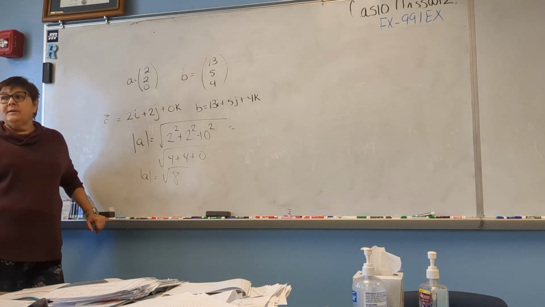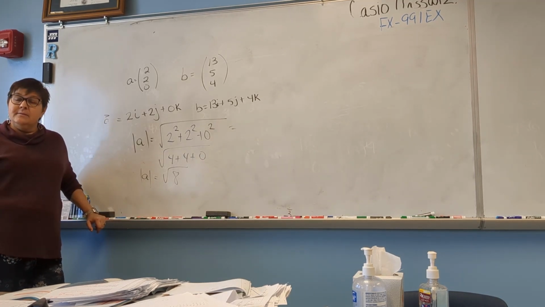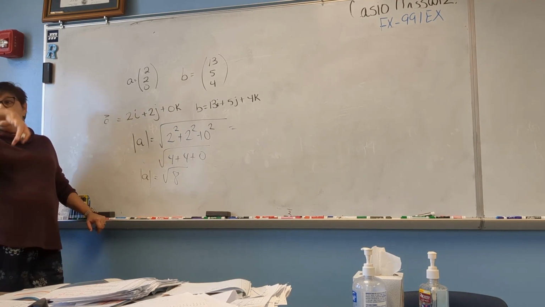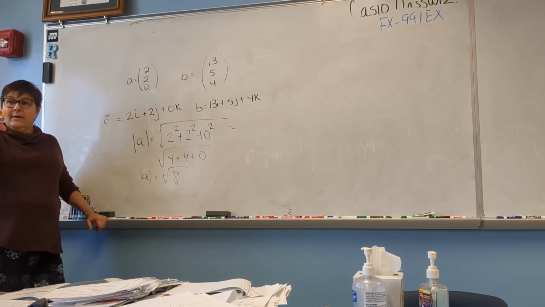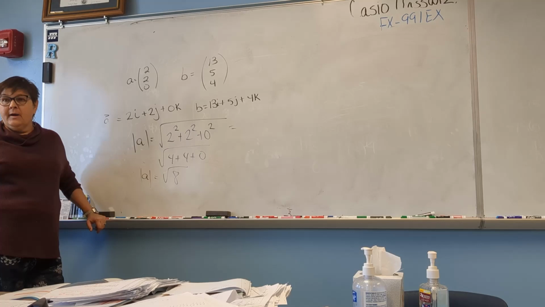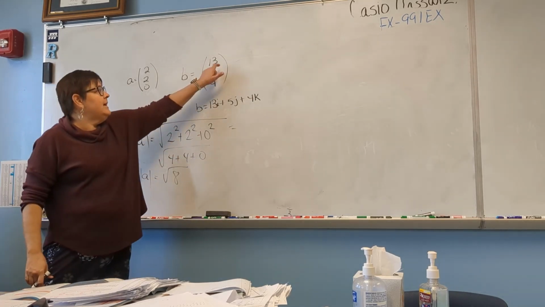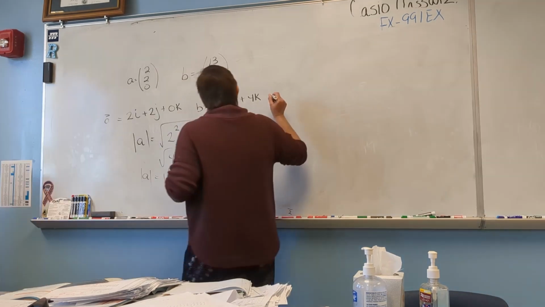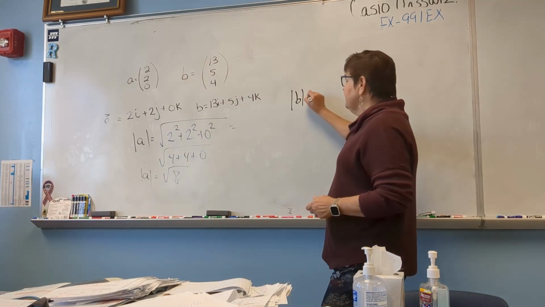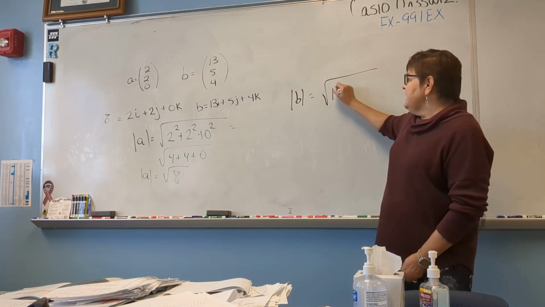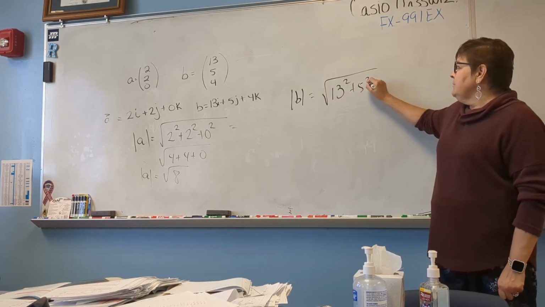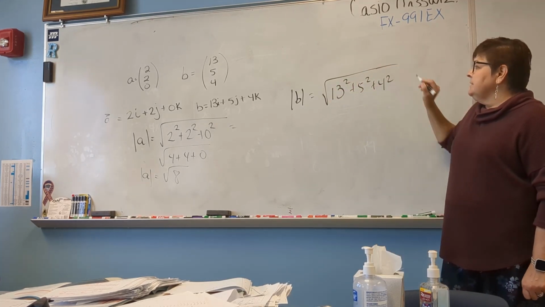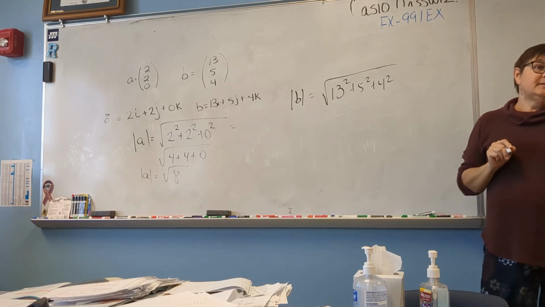So your length is each of the individual pieces, regardless of whether it's two-dimensional or three-dimensional: square it, add them up, square root it. All right? Could you do me a favor and find the length of B, please? I thought so. This is the length of B. 13 squared plus 5 squared plus 4 squared. Seems nice and big.